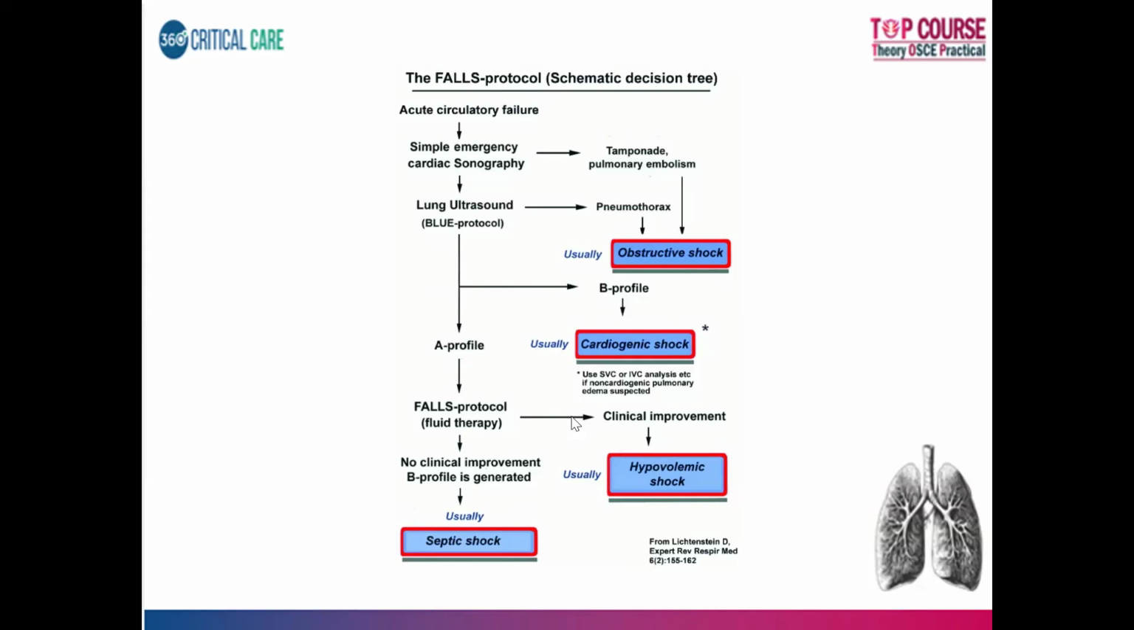Whenever someone asks you what is a FALLS protocol, it is a protocol for acute circulatory failure which is a four-step process. The four steps involve ruling out these particular shocks in order. Firstly, step one, we need to rule out obstructive shock. Step two, we need to rule out cardiogenic shock. Step three, you need to rule out hypovolemic shock. Step four, we have to come to a conclusion that it is a probable septic shock, okay, or a distributive shock. Okay, so this is how you need to answer what is FALLS protocol.